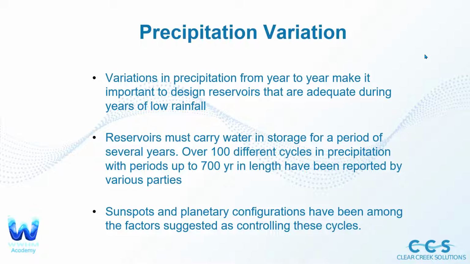So for reservoirs that are storing water, we want to make sure we have enough water that even during those low rainfall months, there's still plenty of water available. So reservoirs must carry water in storage for a period of several years, and over 100 different cycles in precipitation, with periods up to 700 years in length, have been reported by many. And also sunspots and planetary configurations have been among some of the factors suggested as controlling these precipitation cycles.